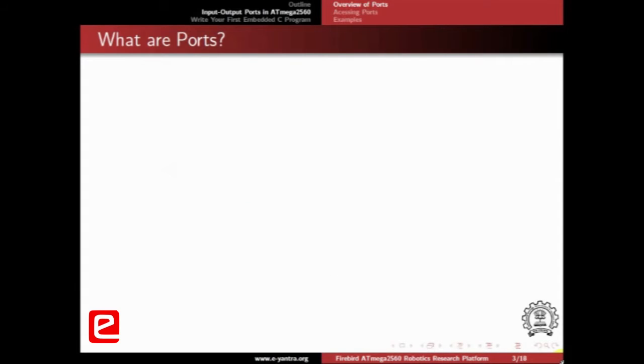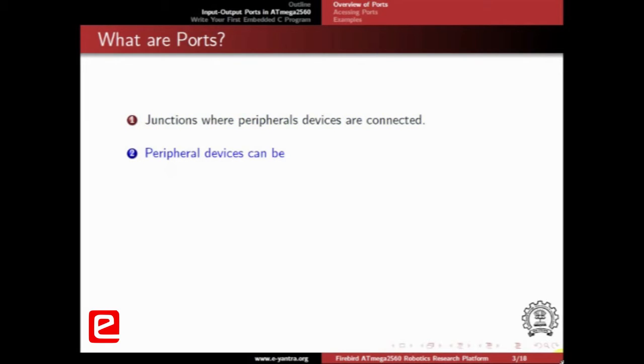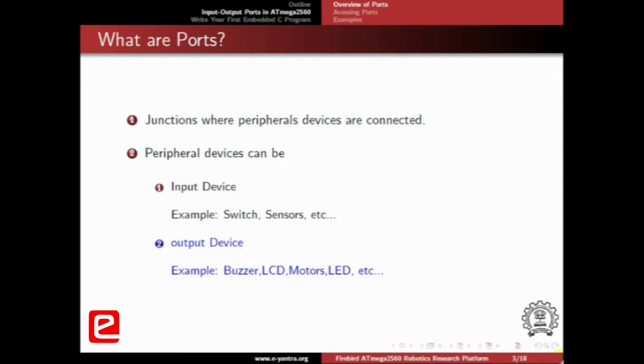What are ports? Ports can be defined as junction where peripheral devices can be connected. Peripheral devices can be classified firstly as input device. Input devices are the devices which give signals to the microcontroller. So example of input devices are switch, sensor, etc. Other peripheral device is called as output device. Output devices are devices to which the microcontroller will send the signal. Example of output devices are buzzer, LCD, motors, LEDs, etc.